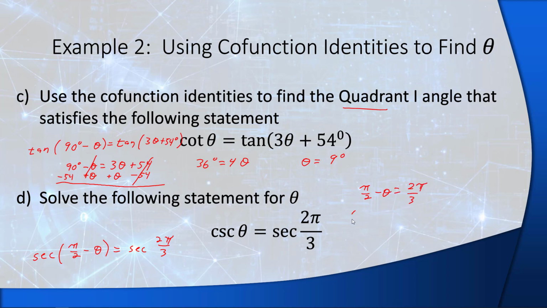And that would imply that theta is equal to pi over 2 minus 2 pi over 3. And that will be equal to, getting a common denominator, 3 pi divided by 6 minus 4 pi divided by 6, which will be equal to negative pi over 6. So we have here that theta is equal to negative pi over 6.